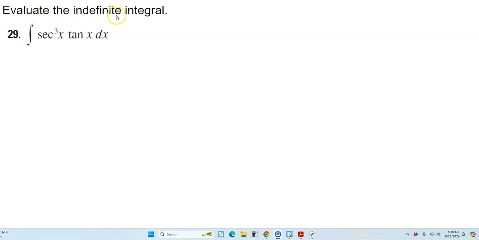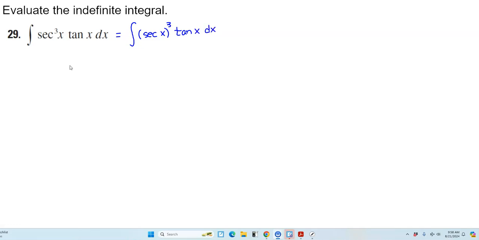Okay, here we want to evaluate the indefinite integral where we have secant cubed x times the tangent of x dx. Okay, so what I'm going to do is, before I do anything, I'm going to rewrite this so that it looks like the following. So we have the secant of x cubed times the tangent of x dx.